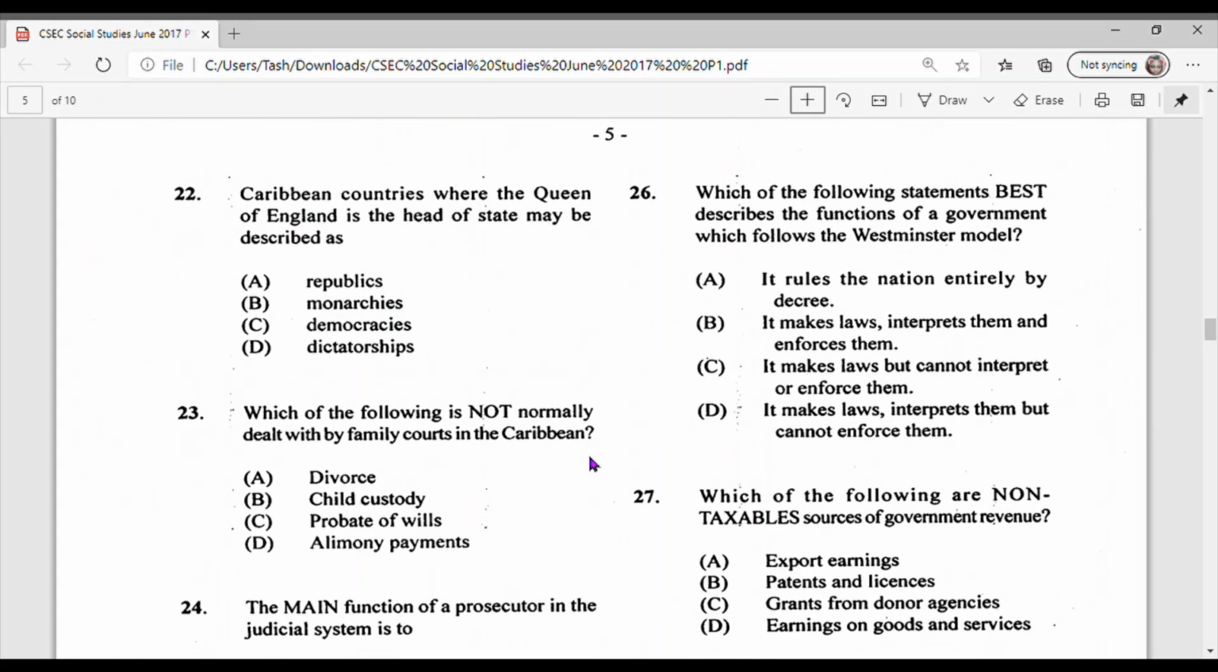Number 26. Which of the following statements best describes the functions of a government which follows the Westminster Model? A. It rules the nation entirely by decree. B. It makes laws, interprets them, and enforces them. Those are the 3 sections. C. It makes laws but cannot interpret or enforce them. And D. It makes laws, interprets them, but cannot enforce them. So the one that best describes the Westminster Model, for 26, your answer would have been letter B. So it makes laws, interprets them, and it also enforces them.